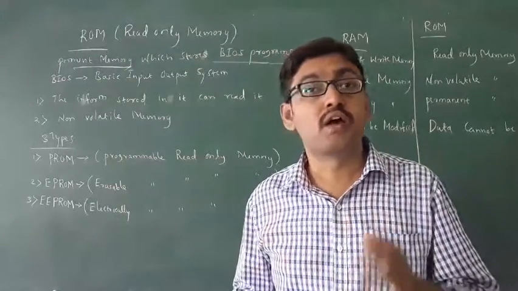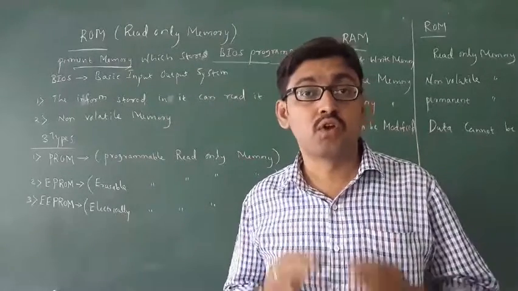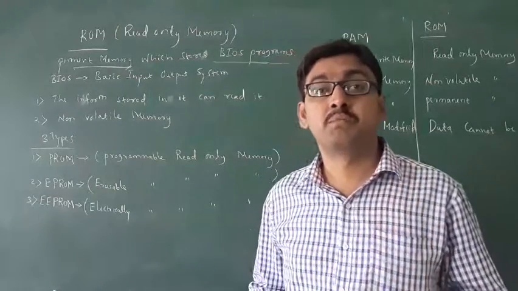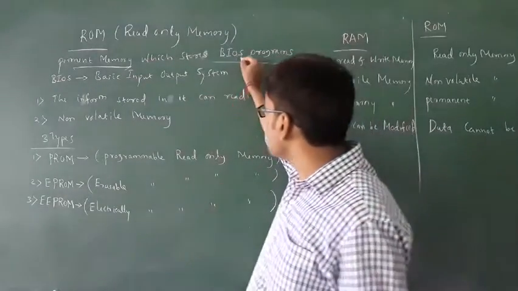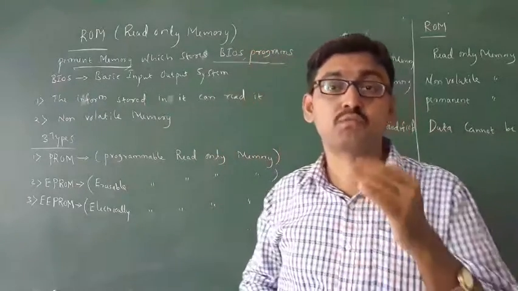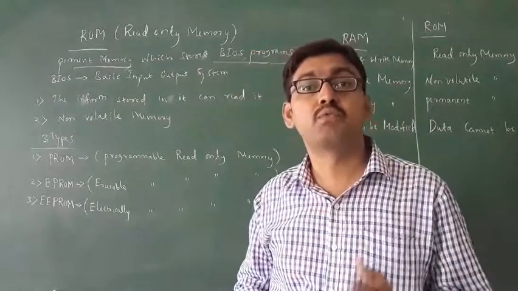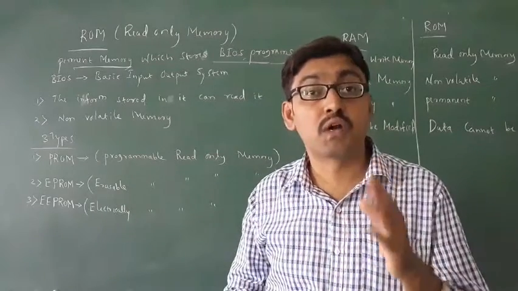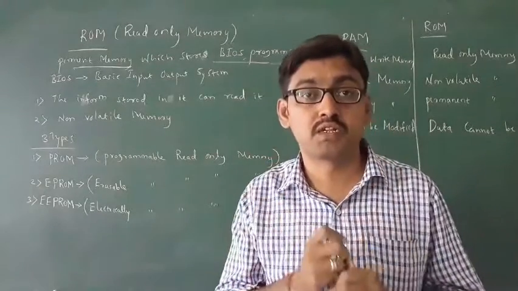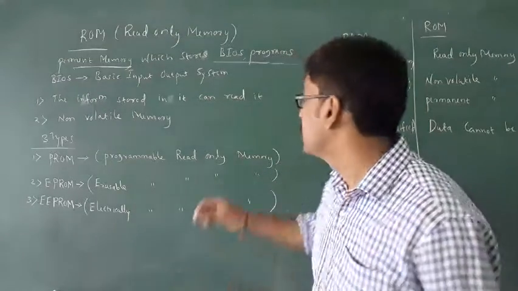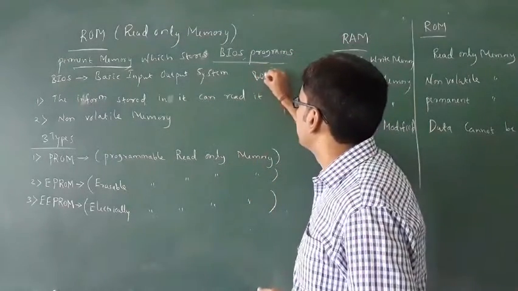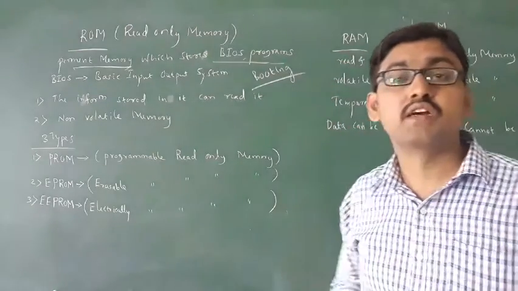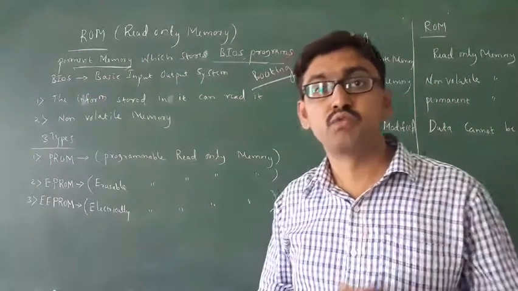But ROM is not like that. Why do we use ROM in a computer? It is a permanent memory used to store BIOS programs. BIOS means Basic Input Output System. Used for what purpose? BIOS programs are used for the booting process.